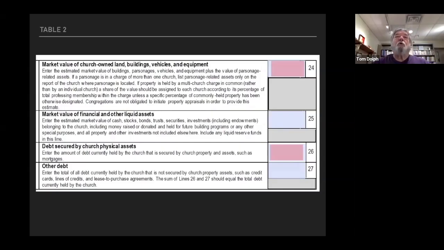You need to make sure that line 26 is not greatly higher than line 24. You don't need to be upside down in your collateral. So there is a correlation between line 26 and line 24.